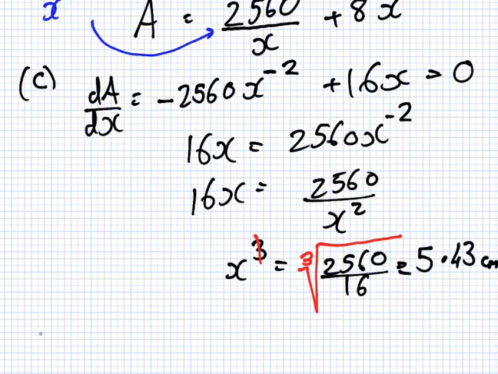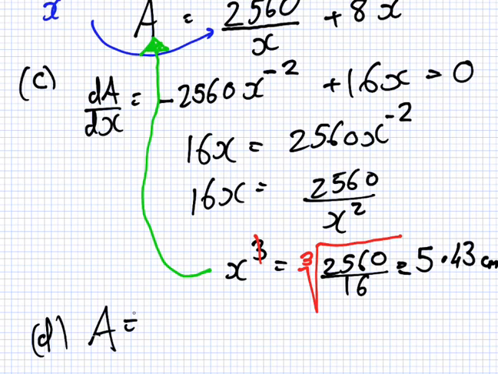And the last part is they want to find the area. Well, that's super easy now, because now that you know x, you just plug it back into your formula for A and you've gotten the area. So with the answer still on my calculator, 2560 over answer plus 8 answer squared. And the area is coming in at 707 centimeters squared.